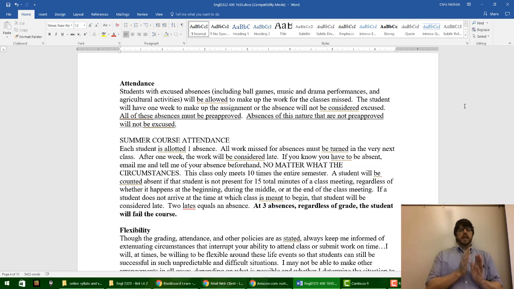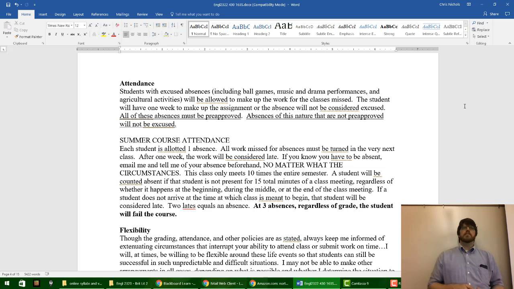So here's the thing about this summer attendance. We have 10 different class meetings. In a fall and spring semester, you have 16 weeks. Well, the 16th week is final exams. You have 15 weeks of 2 class meetings, so that's 30 class meetings. So we have a third of the class meetings in this class that we do normally.